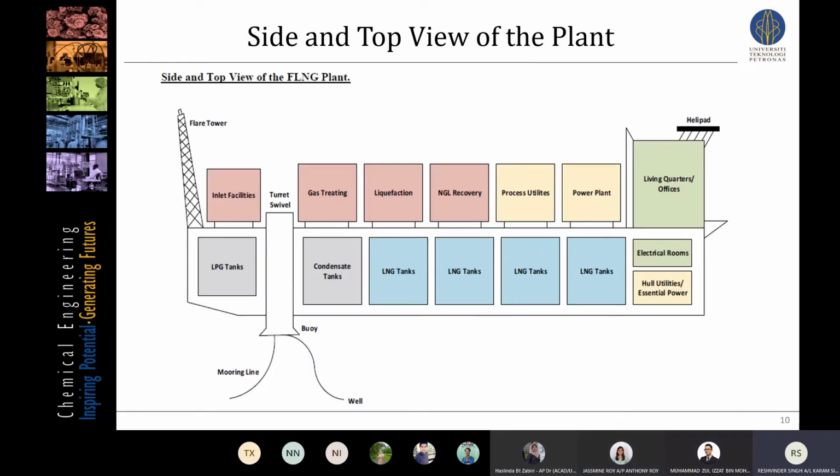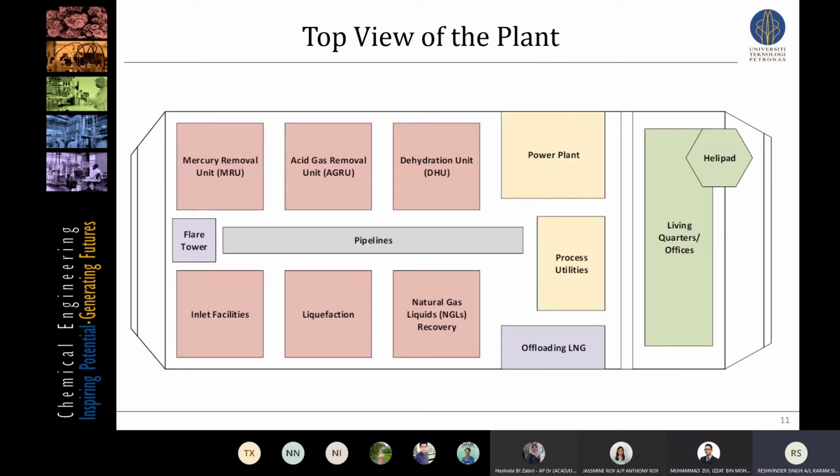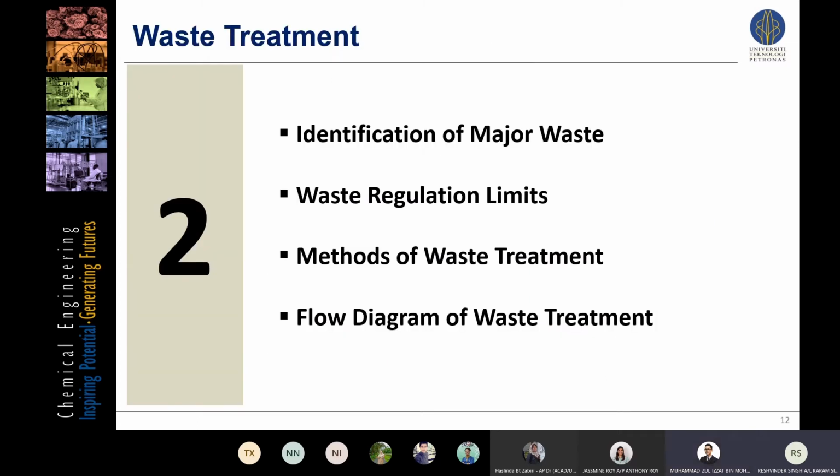Moving on, this is the side view of the FLNG plant, and then there is also the top view. Now, with that, I would like to pass it to the next presenter to present waste treatment.